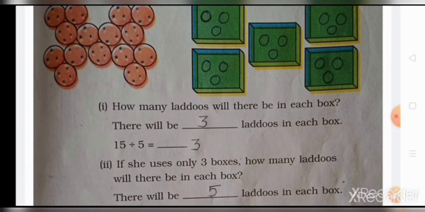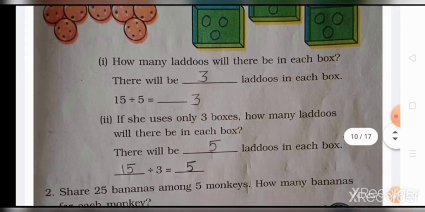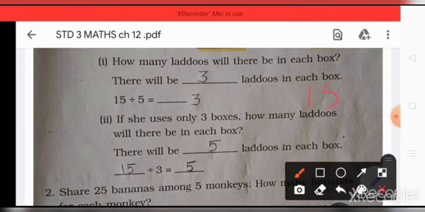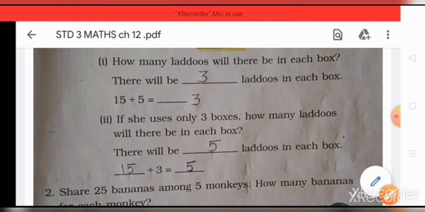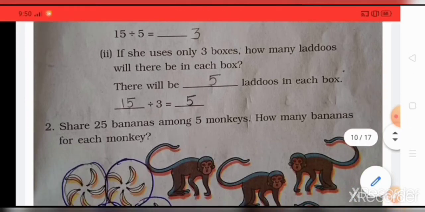That means 15 divided by 5 is equal to 3. If she uses only 3 boxes, then how many ladoos will be there in each box? There will be 5 ladoos in each box. That means 15 divided by 3 is equal to 5. That means 3 5s are 15. Then 5 ladoos in each box.